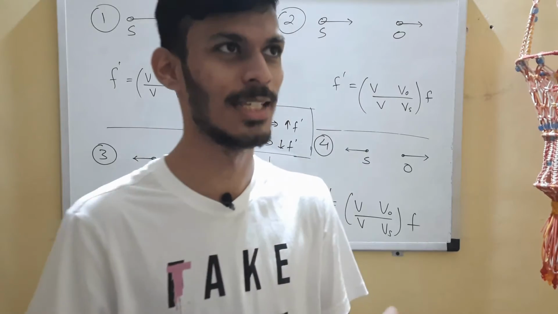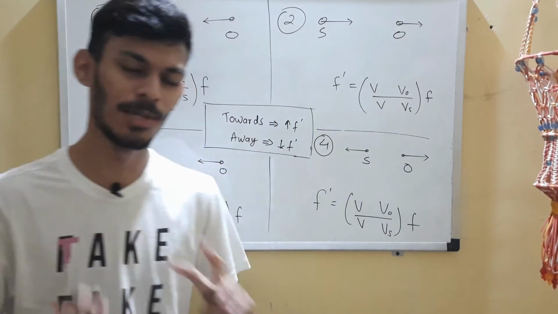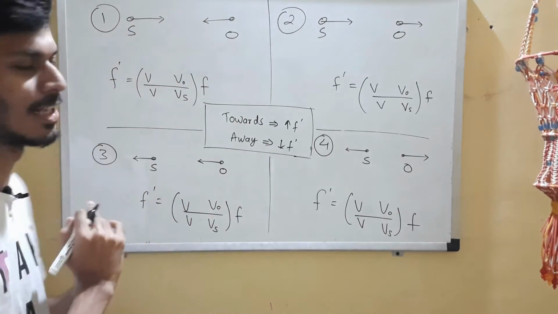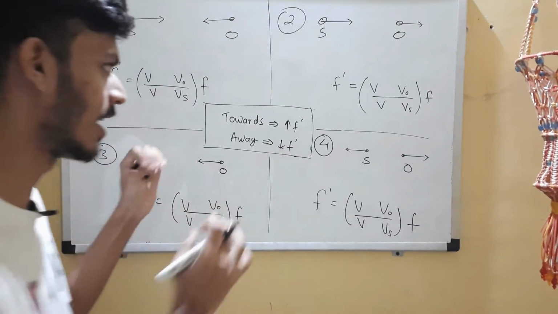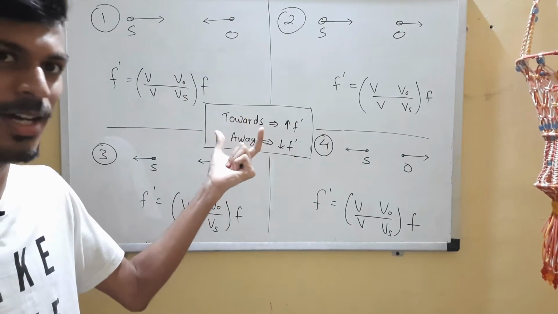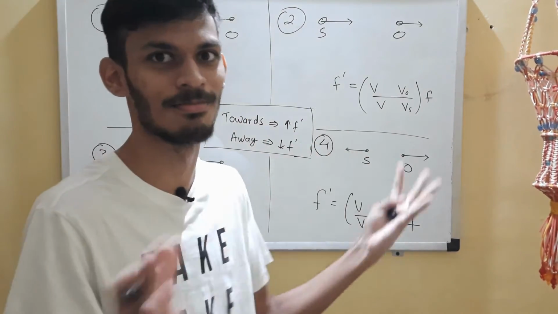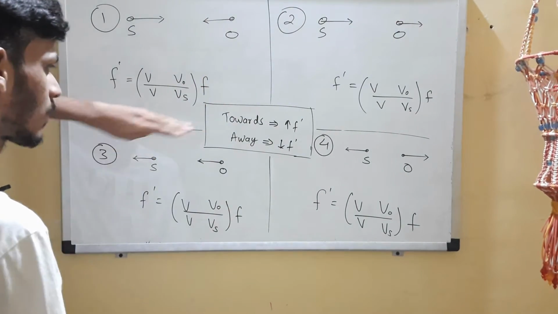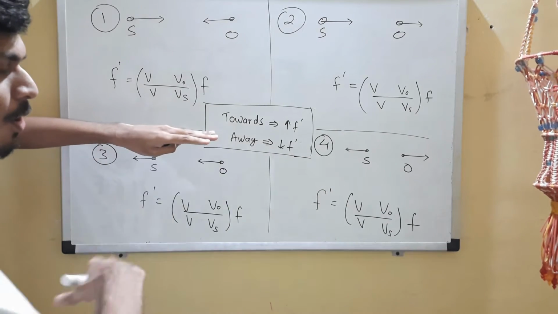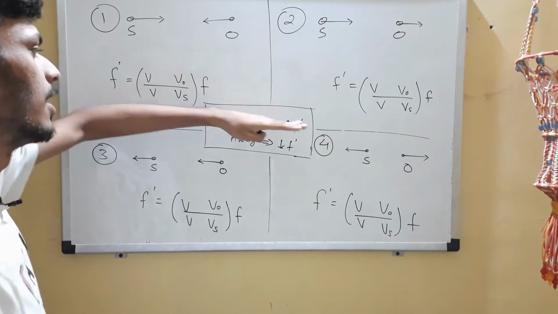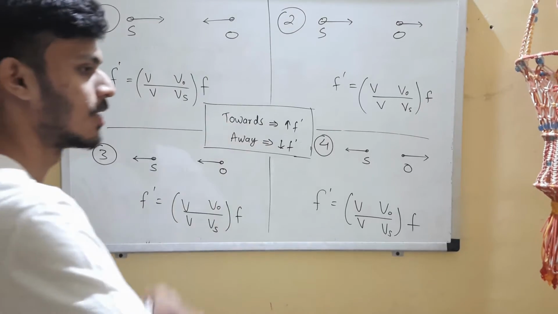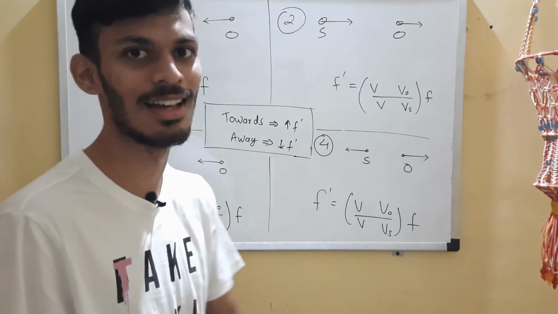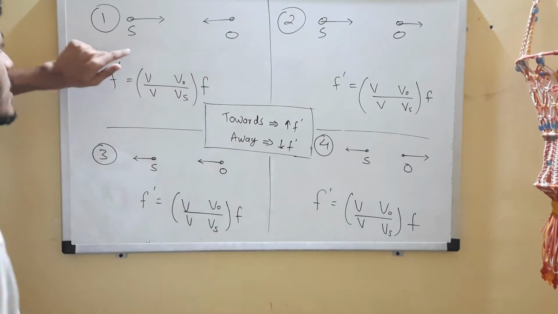I'll also tell you the why aspect, but it is not that important, just for your understanding. I'll tell you that later. So let's assign the signs using this logic. Just note this down somewhere, or remember it now. Source moving towards or observer moving towards the source will increase the apparent frequency. If the source is moving away from the observer or the observer is moving away from the source, it will decrease the apparent frequency.